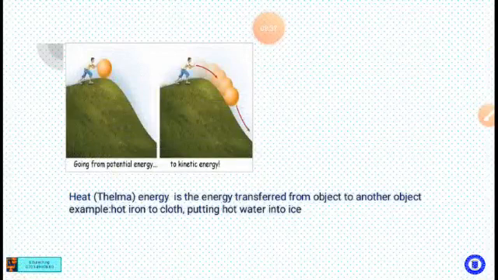hot water into ice or putting hot water on ice. When the heat in this hot water is being transferred into this ice, it melts the ice, and therefore the ice now becomes liquid. The energy that enables this ice to melt into liquid is what we call heat energy.